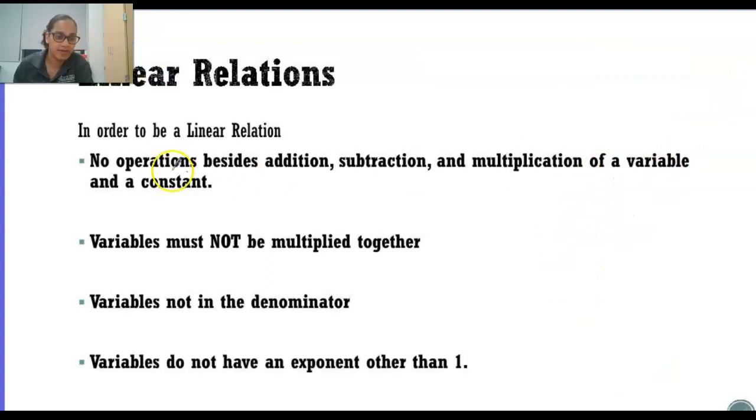Here's some info about that. To be linear, it has to follow these rules. You can have no operations besides addition, subtraction, and multiplication of a variable and a constant. A constant's a number. So multiplication of a variable and a constant would be like 3x or 1/2 x. And then I could have something with addition or subtraction like 3/2 x plus 2 or 1/2 x minus 1. And y is equal to those.